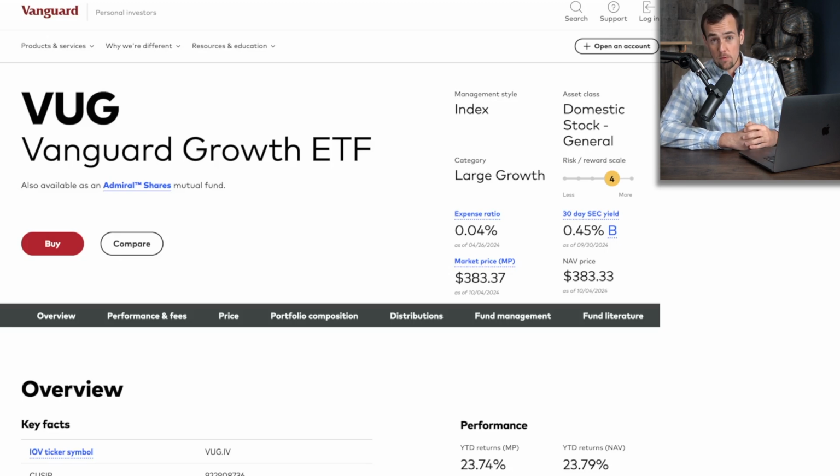As far as the expense ratio goes, this comes in at 0.04%, which is still extremely low, but slightly more than some of the others that we've covered already. And the dividend yield in this case is just 0.45%. It's going to be significantly lower because this fund is placing an emphasis on growth stocks. And a lot of these companies are reinvesting their profits versus paying out dividends, hence the lower overall yield.